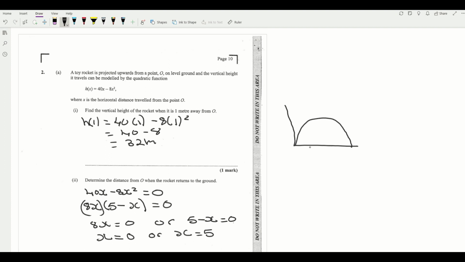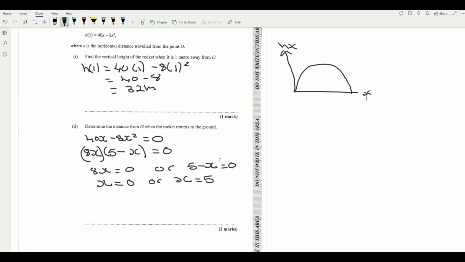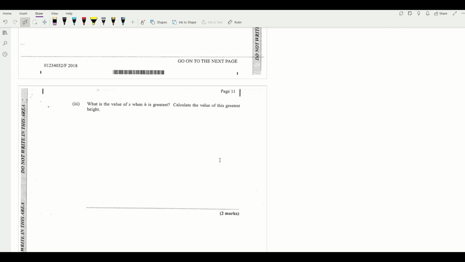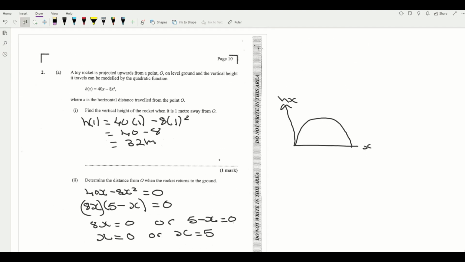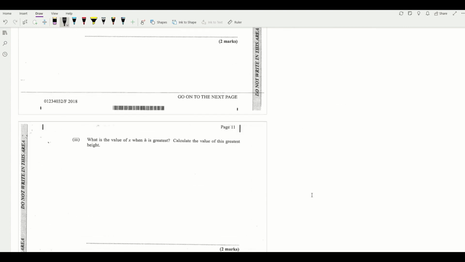Where this is h of x, and this is x. So they're asking you to calculate the greatest value of the height. We're asking you for this coordinate here, that's the maximum height. Now we have done this because this is a quadratic curve.